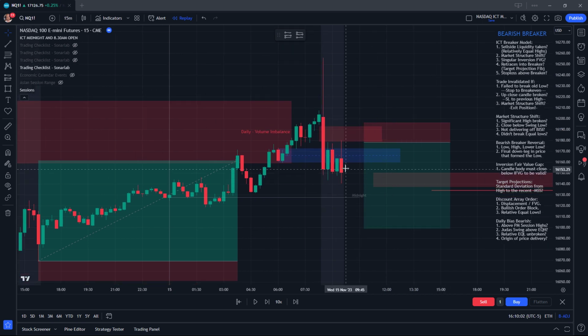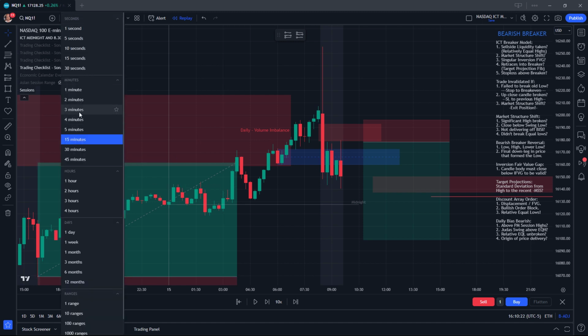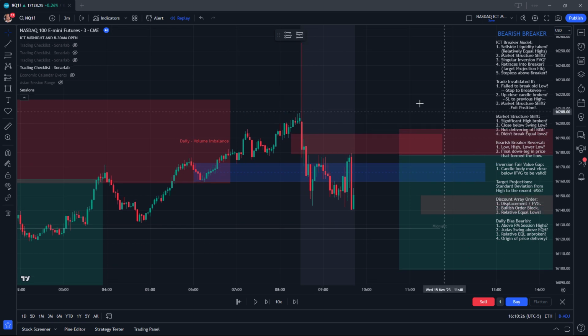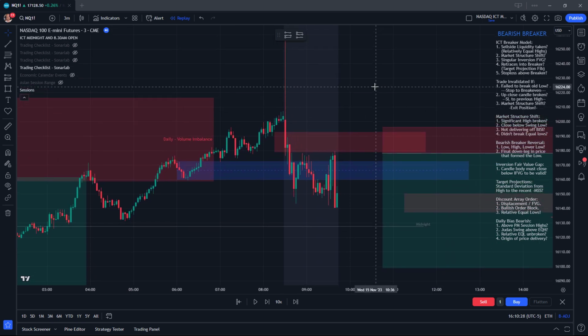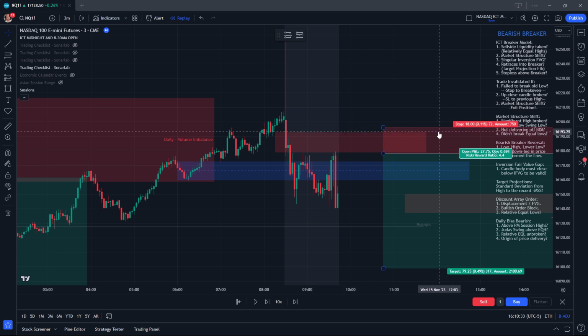Price must retrace into a breaker, which is what it's doing there. And although I haven't written this very well, by writing singular inversion fair value gap, that means we have to enter within. I should probably write enter within inversion fair value gap. So let's drop down to a 3-minute and see, we've got our inversion fair.